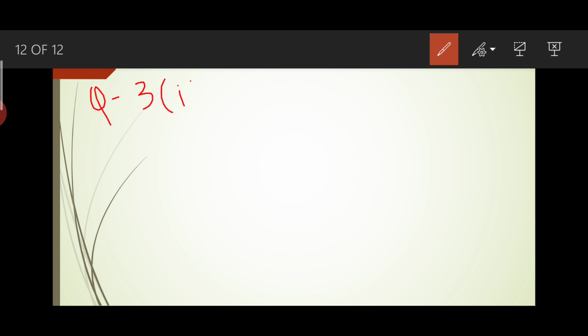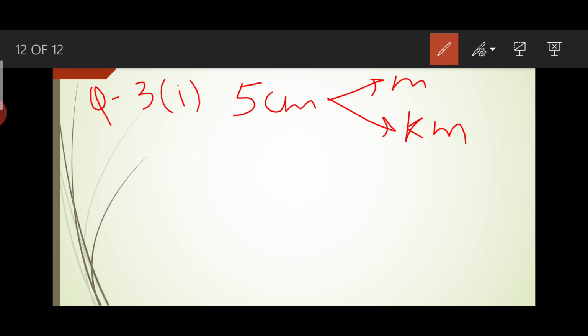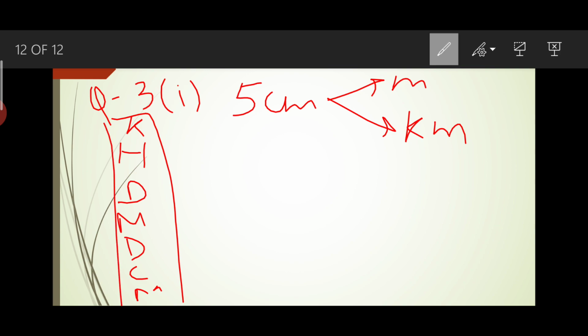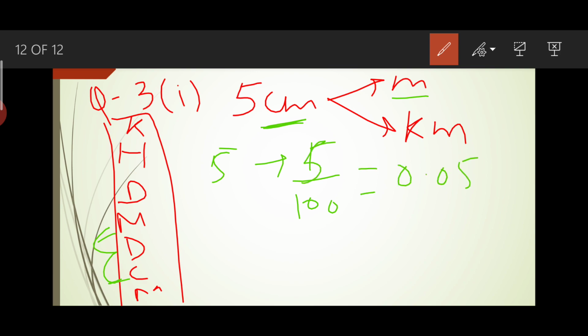Now let us do one more question, that is question number 3, first part: you have to convert 5 centimeter into meter and kilometer. So based on the formula, King Harry died, mother didn't cry much. Okay, based on this formula, let us see. If you convert centimeter to meter, what you have to do? This is centimeter, this is meter. 1, 2, you have to divide it by 100. So if there is 5, you have to divide 5 by 100, that is 0.05 meter.